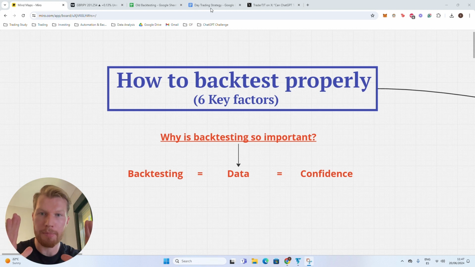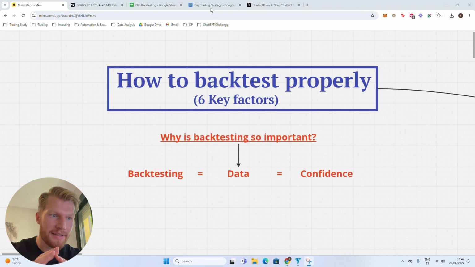How to backtest properly, the 6 key factors. Now, in this video, I'm going to break down, in my opinion, what are the 6 most important things on how to backtest properly. And I've backtested countless systems, years and years and years of data, so many different models, manually backtested, automated backtesting. It's really the framework of my trading. And yeah, here are some 6 key factors that hopefully will speed along your process.